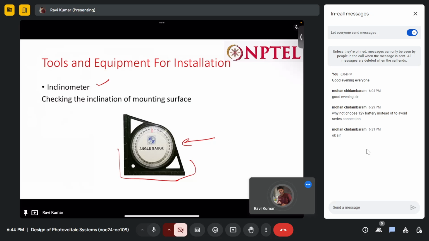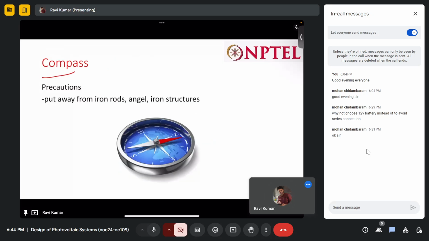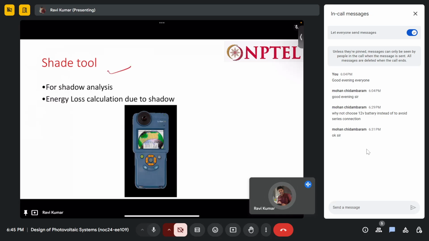Then we have a compass. It just tells us about the direction, where the sunrise and sunset should be, and from which direction the sun will be in the afternoon. Using this we can identify it at a particular place. Then for the shadow analysis we have the shade tool. It tells us about the shading or the energy loss due to shadow.